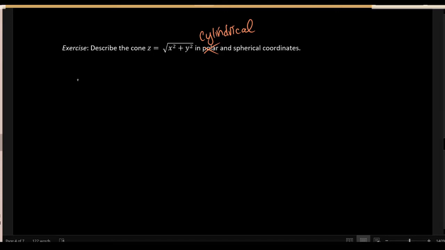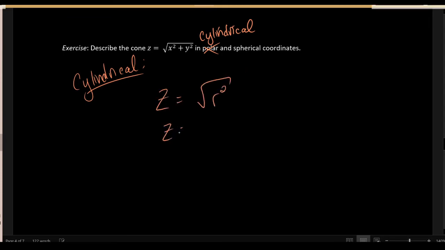Now, cylindrical gives me the opportunity to use the conversion x squared plus y squared equals r squared. So if I make that substitution and then simplify, the equation of this cone in cylindrical coordinates is going to be fairly simple. The z value always has to match the r value. What about spherical coordinates?